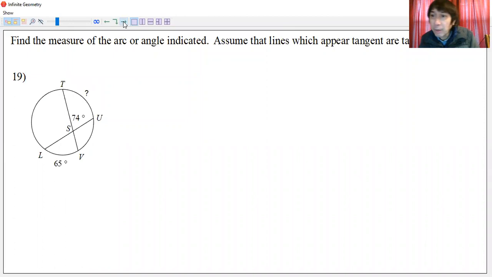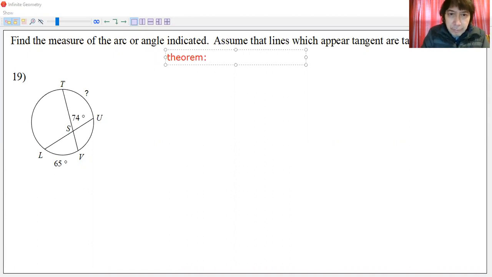Here's number 19. We have a different diagram here, two intersecting chords. If two chords intersect inside a circle, then the angle formed is equal to 1/2 the sum of the intercepted arcs. So here's the theorem.